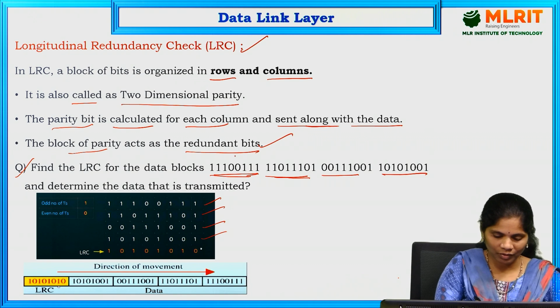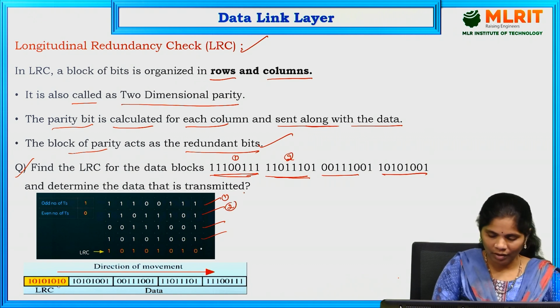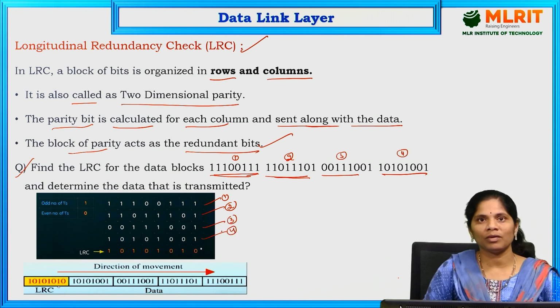That is the first one, the second one, the third block, and the fourth one. We arranged them row-wise and column-wise.